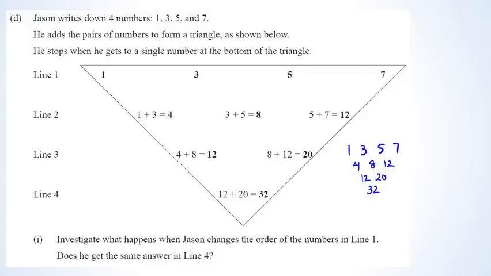So you could have done any combination. I could have said 1, 7, 5, 3, and then work out the totals. So I'm going to get 8, 12, 8. Then I get 20, 20, and 40. So I can say that if he changes the numbers, does he get the same answer in line 4? No, he doesn't.